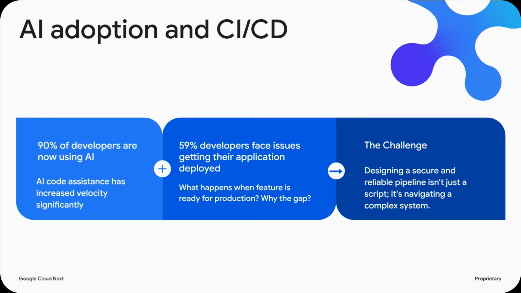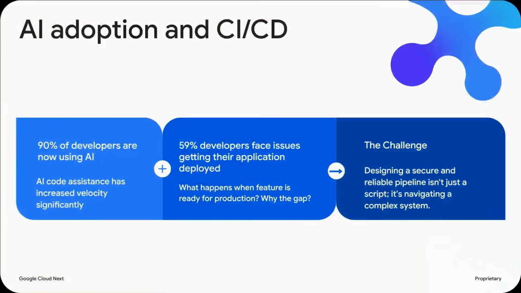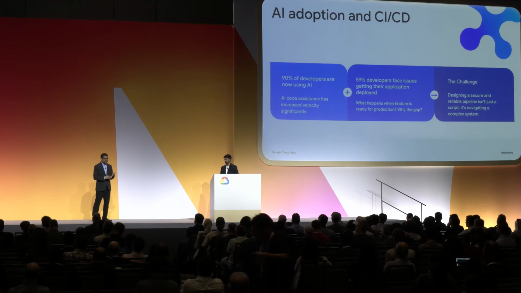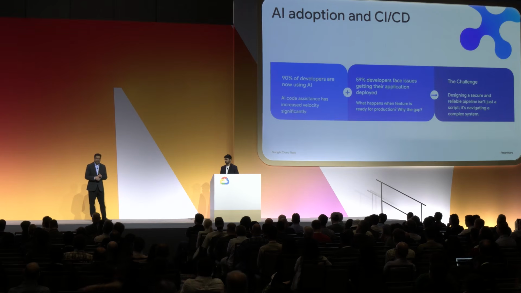Because designing a robust and secure CI/CD pipeline is not about just writing a script or generating a script. It is about navigating a complex and fragmented ecosystem. So how do we help our developers bridge that gap and cross the last mile to production? AI assistants must evolve beyond code generation to address the entire software development lifecycle, including building, testing, scanning, and deployment.